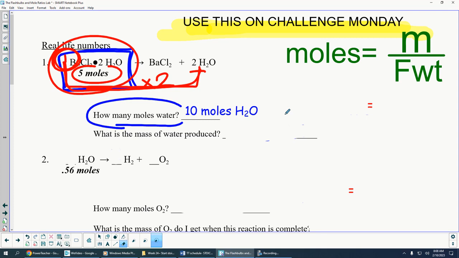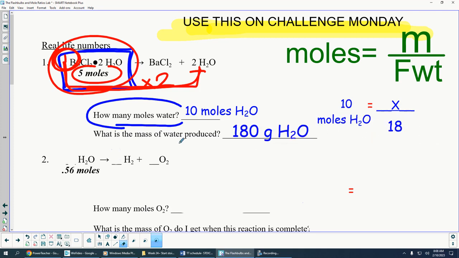The only other thing you have to add in to do full-blown stoichiometry is I want to know how many grams that is. And you guys know moles equal mass over formula weight. So I know that I have 10 moles of water. I want the mass of water over the formula weight of water. So I'm just going to do 10 times 18. Boom, that's how many grams of water you should get. All you got to know is how much you started with.